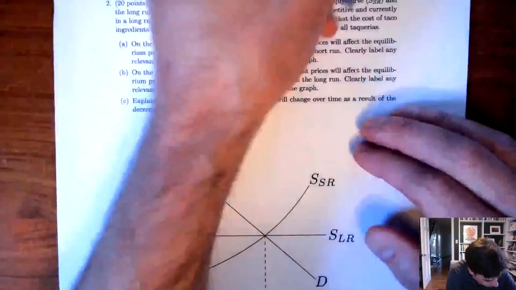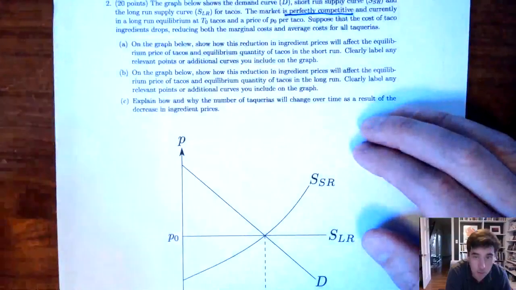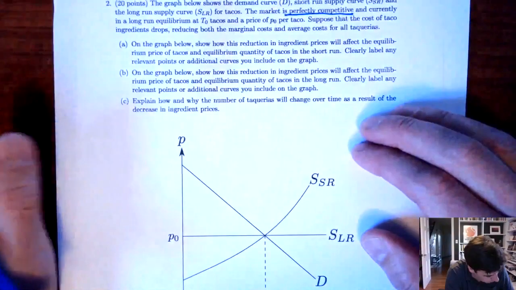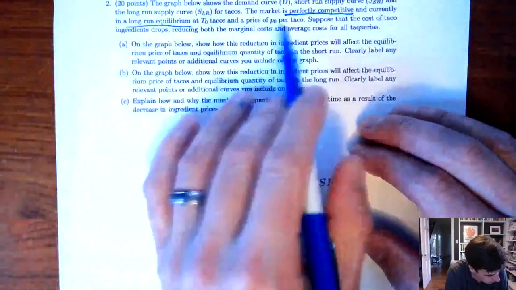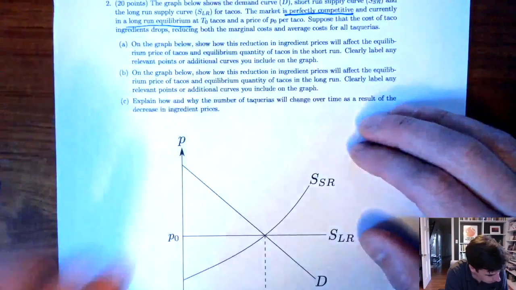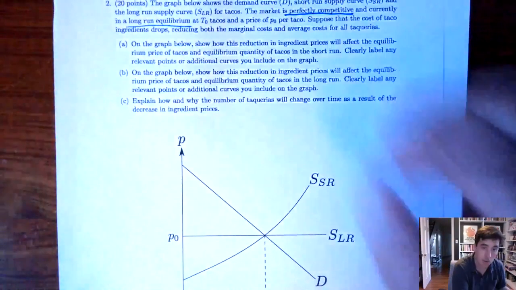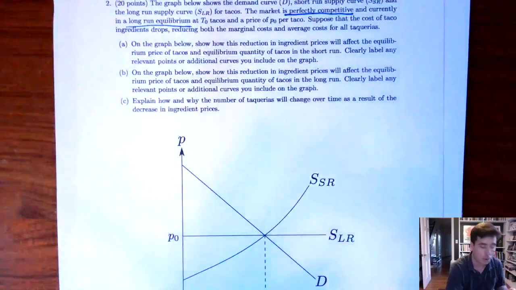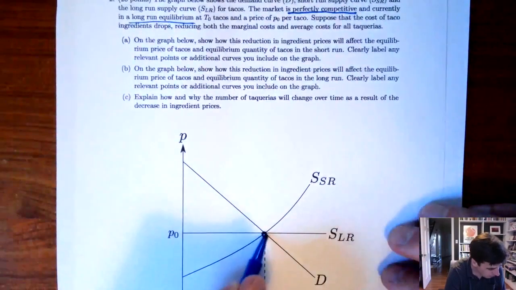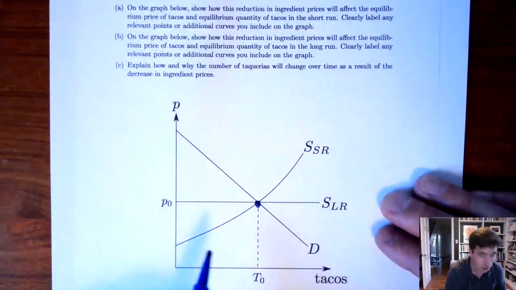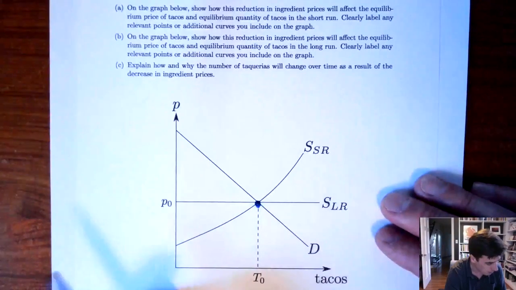The market is perfectly competitive. So that's a really key piece of information for me here. And it's currently in its long run equilibrium at T0 and P0. Right? So those are important things for knowing whether we're dealing with competition or oligopoly or monopoly here. And so I know I'm starting at this point right here, starting at that long run equilibrium, P0, T0.